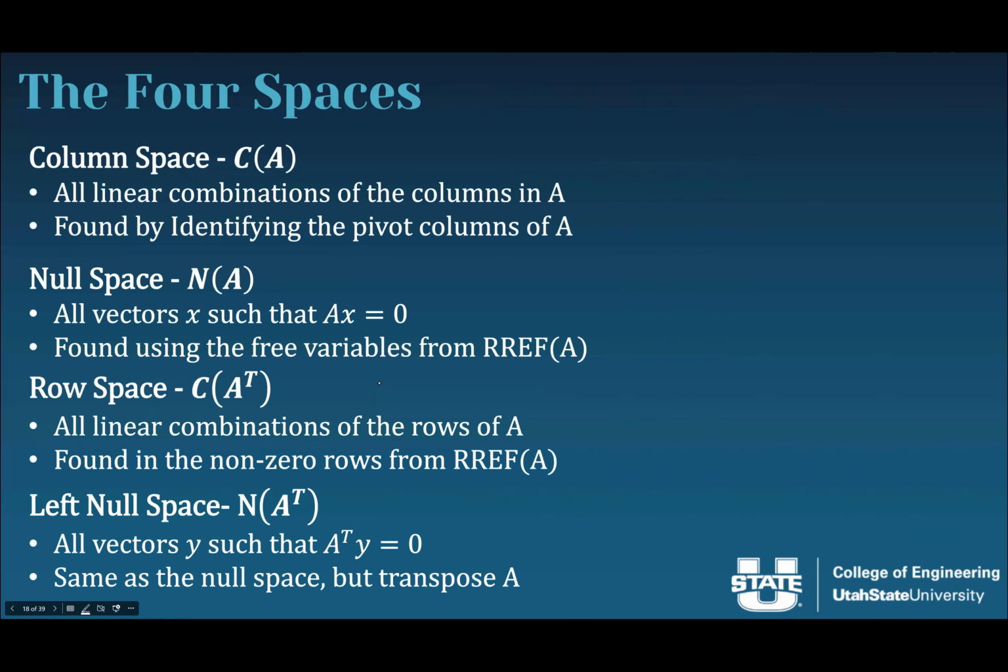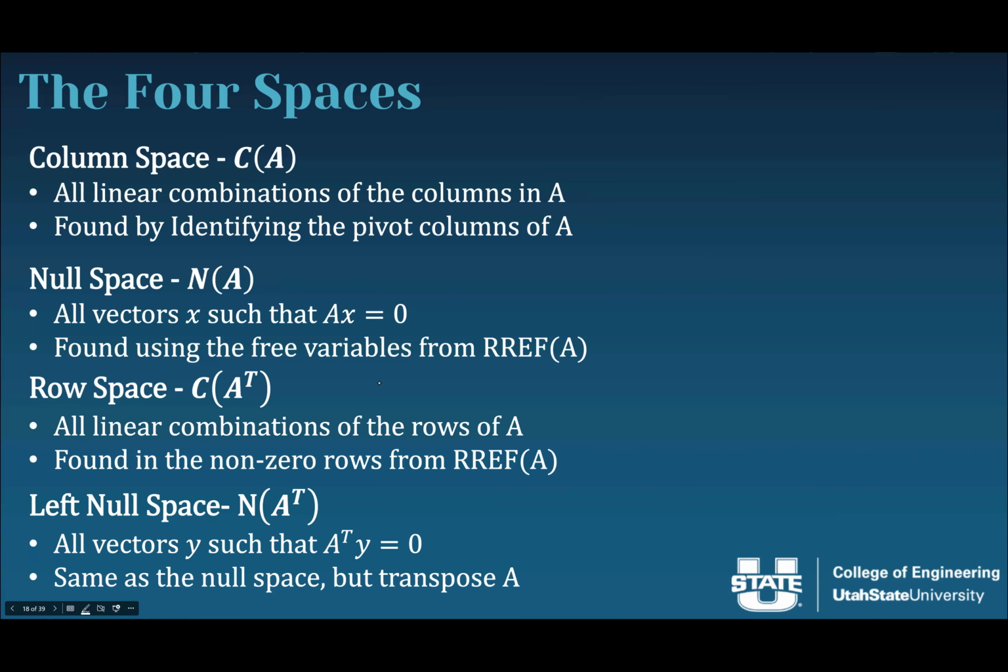Okay, these are the 4 fundamental spaces: the column space, the null space, the row space, and the left null space. They're not too hard to find, but they're going to be using the same kind of row operations that we've been talking about. So the column space is just all linear combinations of the columns in your matrix. I'll just kind of describe them here, and then we'll go through an example.